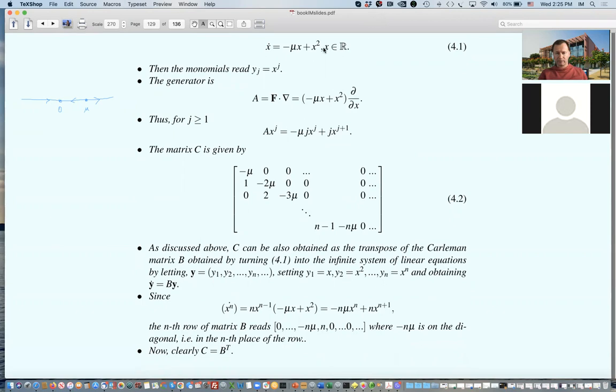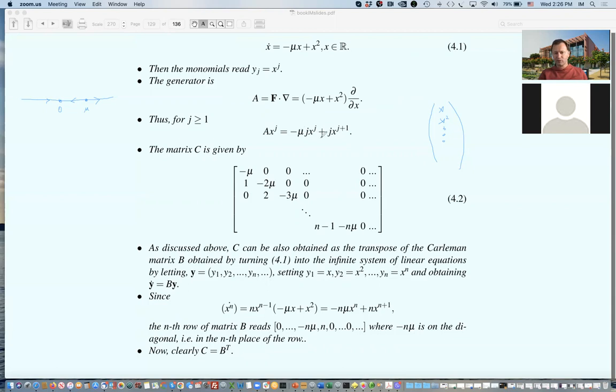And your vector itself would be x squared, and so on, right? And so you see that in that case, you would have minus mu times 1 and 1 acting respectively on x and x squared. So these coefficients minus mu and 1 will actually be in the first row, not in the first column.